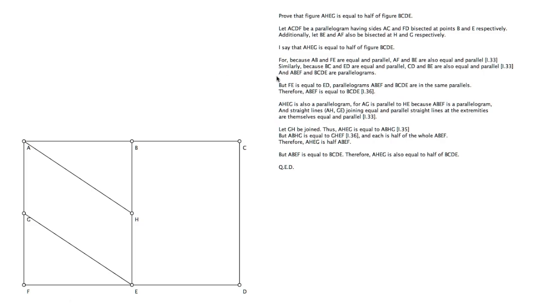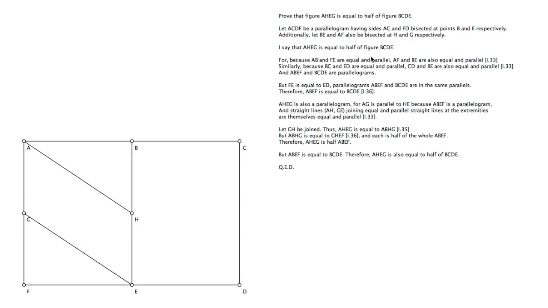All right, so then we're going to do the same thing next for the other two sides, which are going to be CD and BE. We're going to prove that these are parallel in the same way, equal and parallel. So because BC and ED are equal and parallel, again by proposition 33, CD and BE are also going to be equal and parallel. And this means, of course, that ABEF, which is the parallelogram on this side, is a parallelogram, and as well the parallelogram on this side is also really a parallelogram.